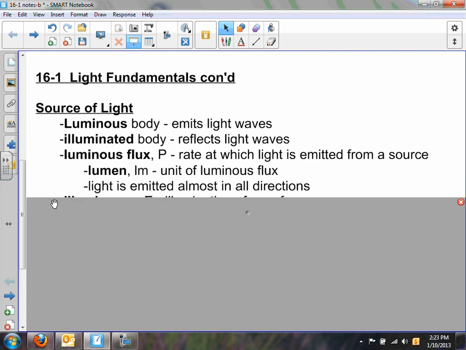And we know that light is emitted almost in all directions. So if you've got a light bulb, it's going to go off in every possible direction except directly where the socket is. The sun doesn't have a socket, so it's going to emit light in every possible direction.